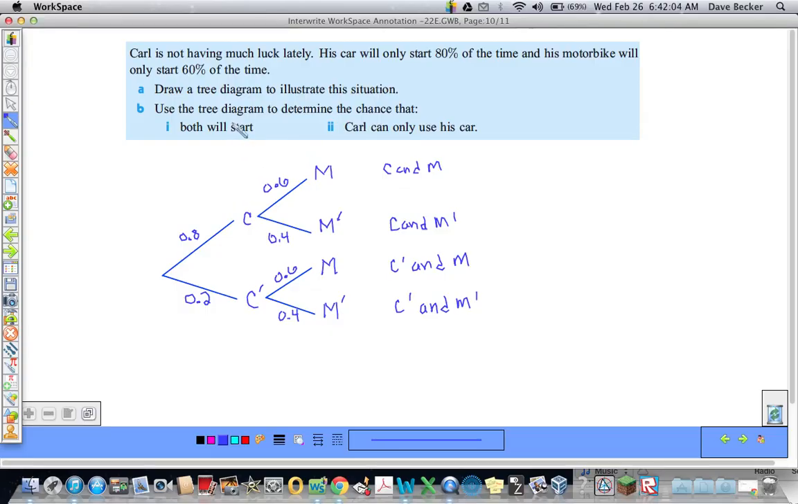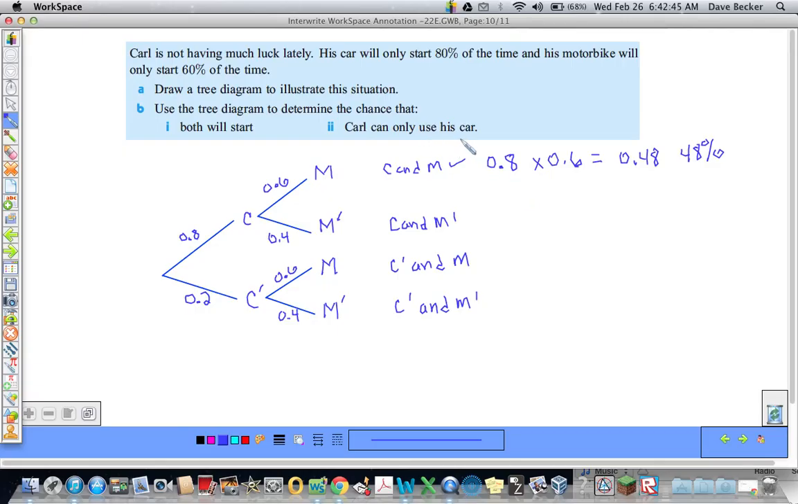So use the tree diagram to determine the chance that both will start. Well, this is the only outcome where they both will start. And here's the beauty of the tree diagram: you follow the branches and you just find the product of the probabilities. 0.8 times 0.6 is equal to 0.48. So there is a 48% chance that both of them will start, both the motorbike and car. How about them apples?